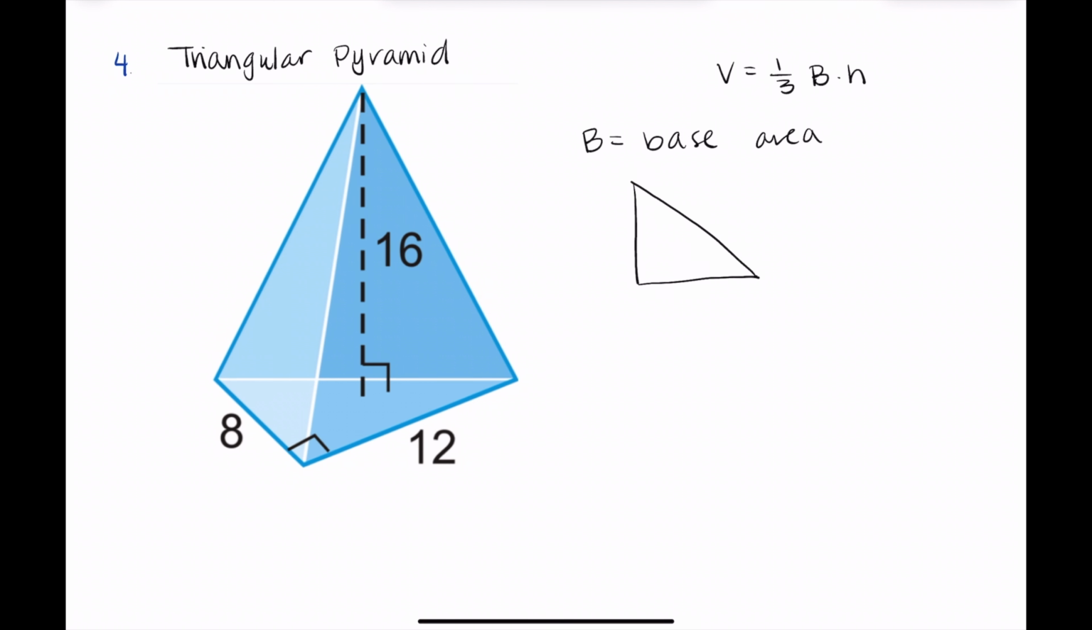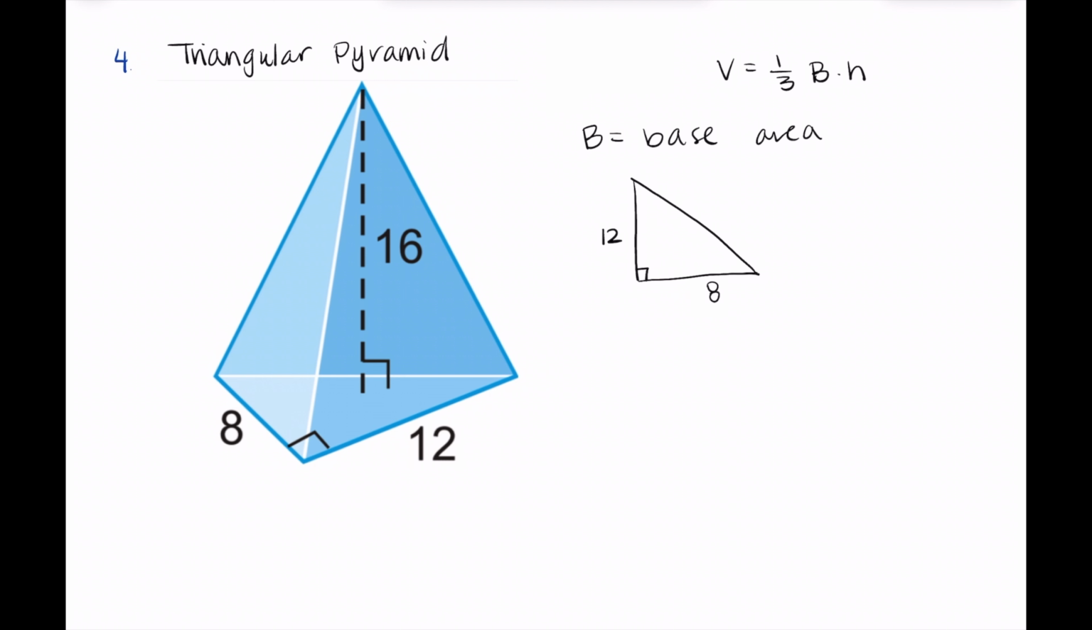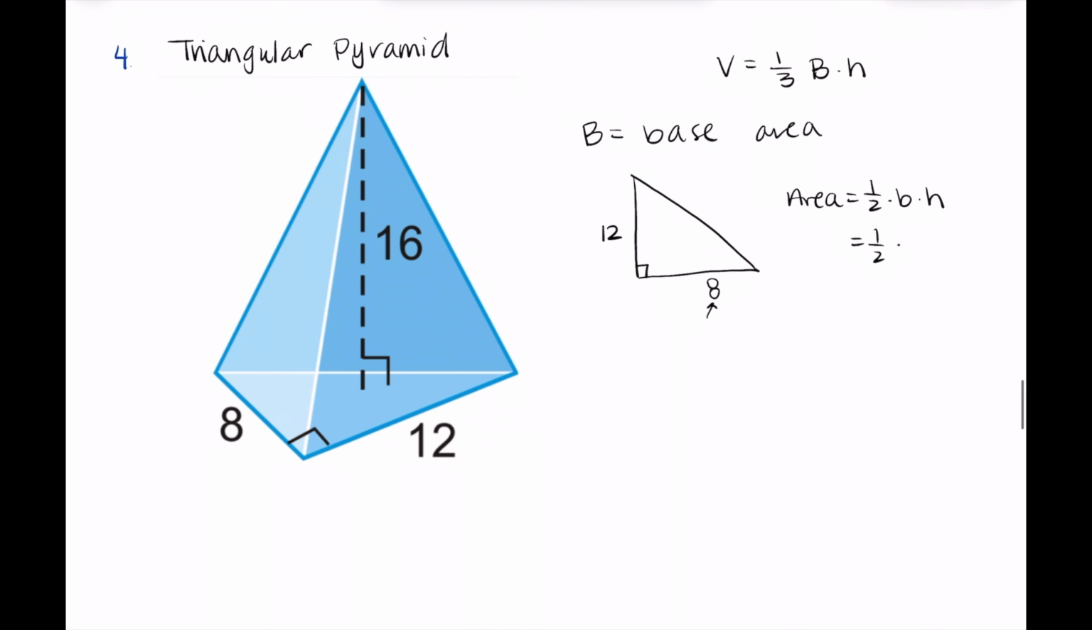Now the base of our triangular pyramid is a right triangle, and our right triangle has the dimensions of 12 and 8. And we know that our equation for area of a triangle is just 1/2 base times height. Our base here is 8 and our height is 12. So we can just plug in for that. We'll have 1/2 times 8 times 12. So the 1/2 will come down with us, and we'll do 8 times 12 on the side here. When we do that, we get 96.